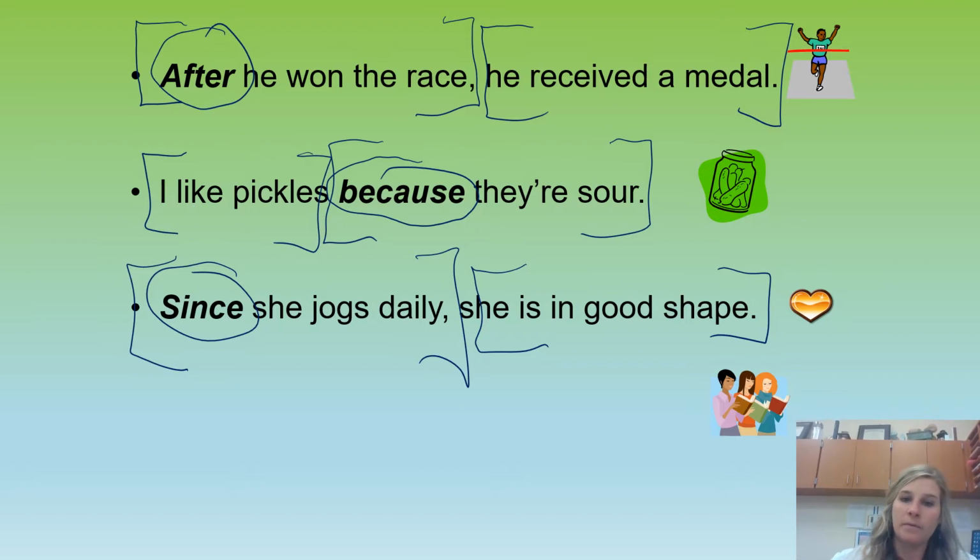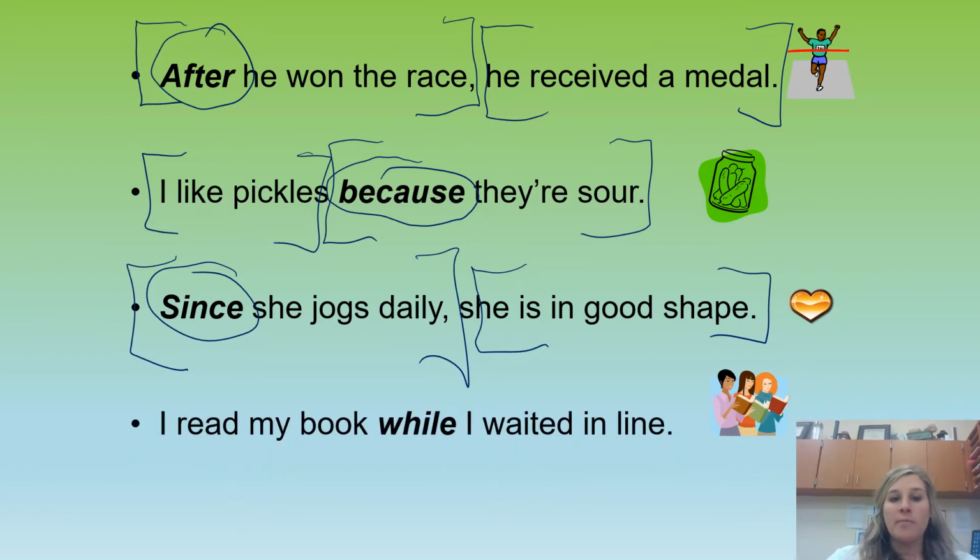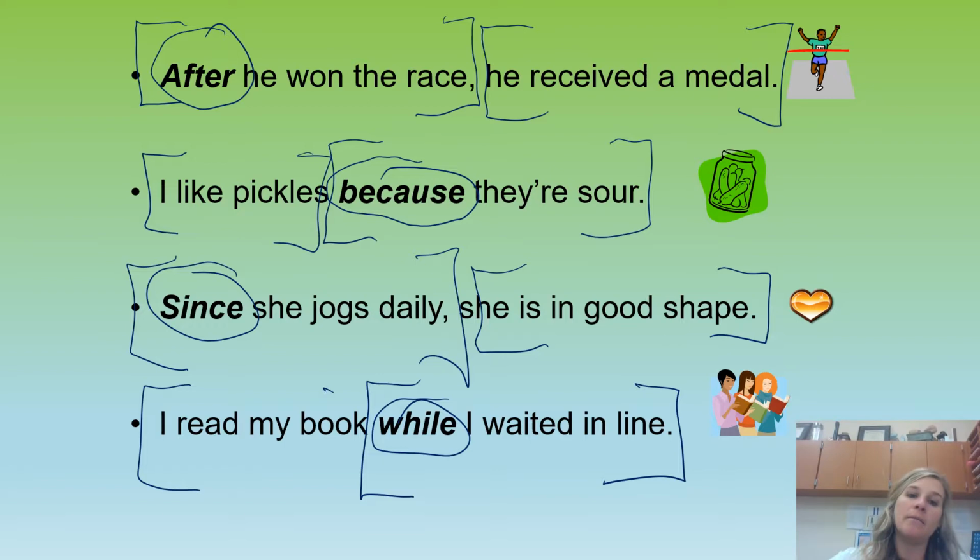One more example. I read my book while I waited in line. I'm going to circle while. You don't have to write the sentence down. My dependent clause is going to begin with my subordinating conjunction. While I waited in line, it's my dependent clause. My independent clause is I read my book.